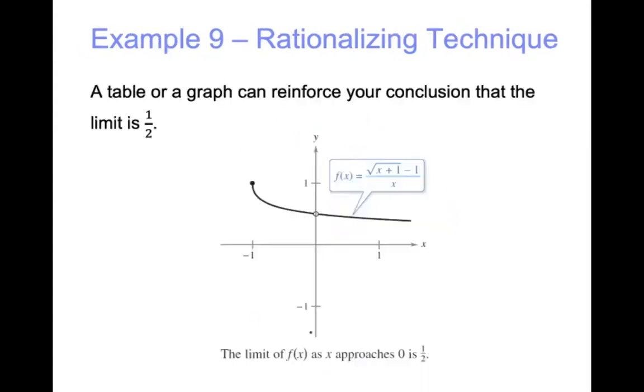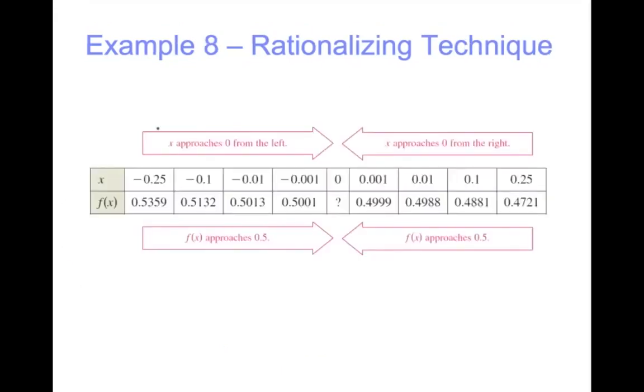Now we can look at the graph here to reinforce our conclusion that the limit is 1/2. Notice that there's a removable discontinuity at x equals 0, where the point (0, 1/2) would be. But as x approaches 0 from the right and from the left, the limit of the function is 1/2. And we can see that in the table as well. As x is approaching 0 from the left and as x is approaching 0 from the right, notice that f of x is approaching 0.5 from both directions. If we could take a guess at what goes where the question mark is, we could guess that it's 0.5. And so the limit is 1/2.